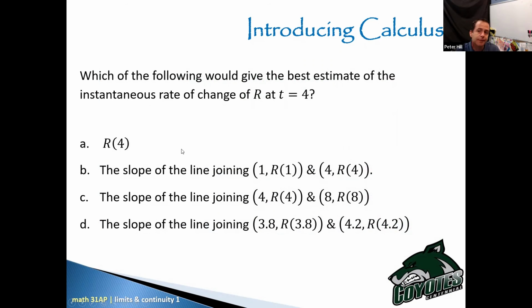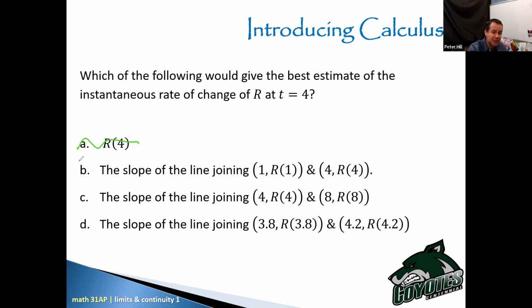Take a look at this then. Which of the following would give the best estimate for the instantaneous rate of change of r at t equals 4? Would we do r of 4, the slope from t equals 1 to t equals 4, the slope from t equals 4 to t equals 8, or the slope from 3.8 to 4.2? Right away, I would want you to say, that's not what I'm looking for. That's r of 4, the point on the graph when t equals 4, but that has nothing to do with the slope. So to get the slope, I need those 2 points.